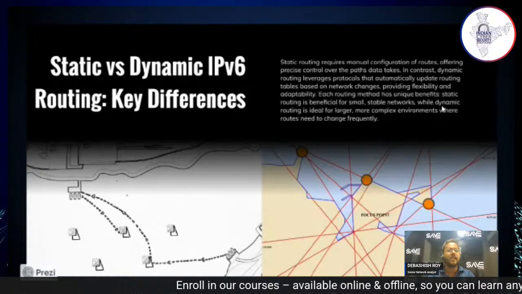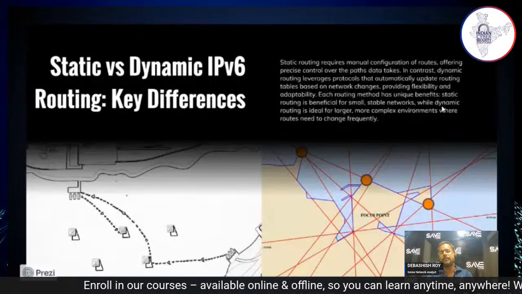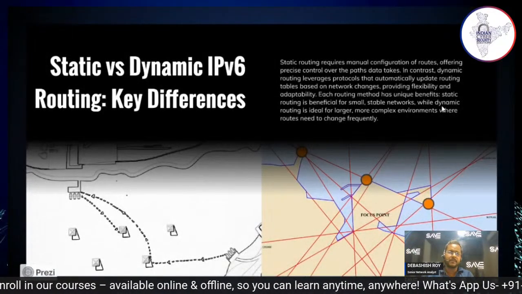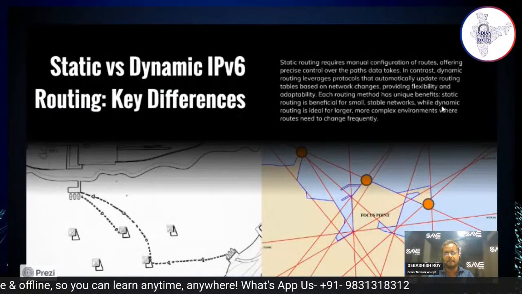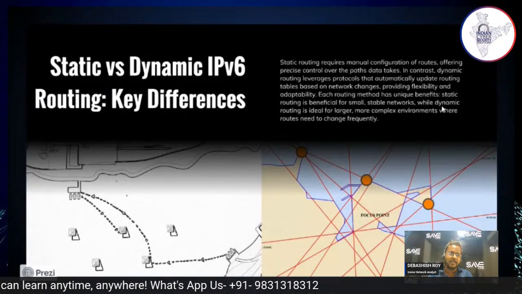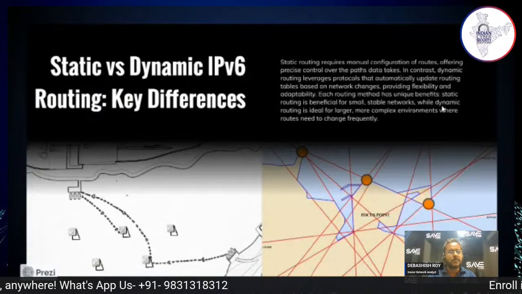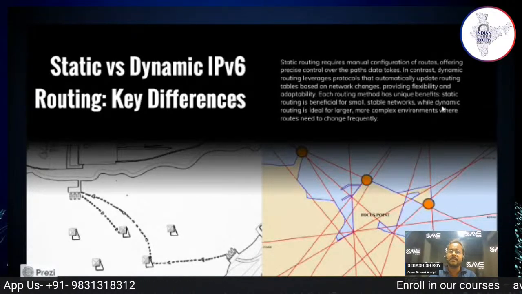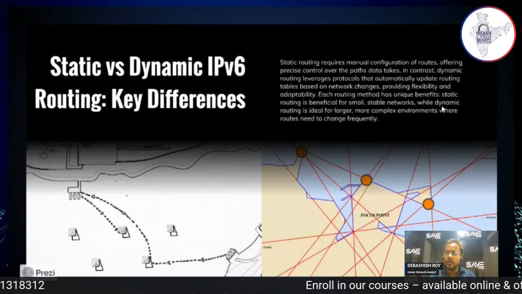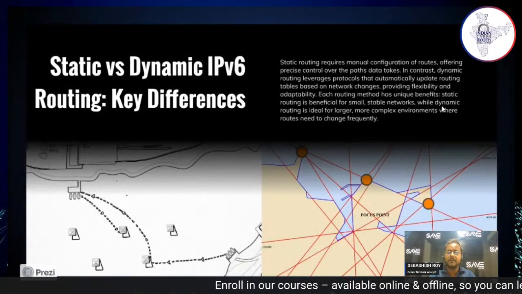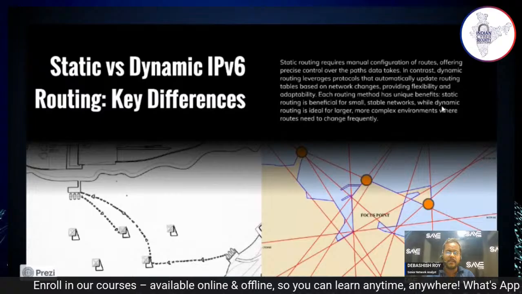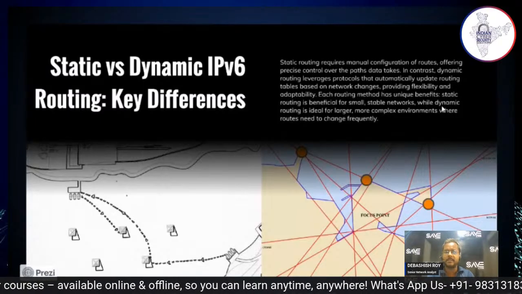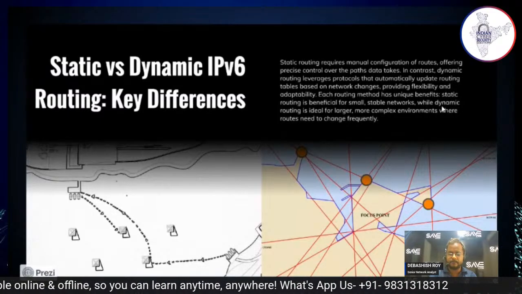So it is just like IPv4. There is nothing separate between static and dynamic routing as far as routing is concerned. So IPv4 and IPv6 are the same. There is not much difference, but yes, IPv6 can support a lot more network prefixes. That is the part in IPv6. And each routing method has unique benefits, like static routing is beneficial, as we know, for small and stable networks, while dynamic routing is ideal for larger, more complex environments.